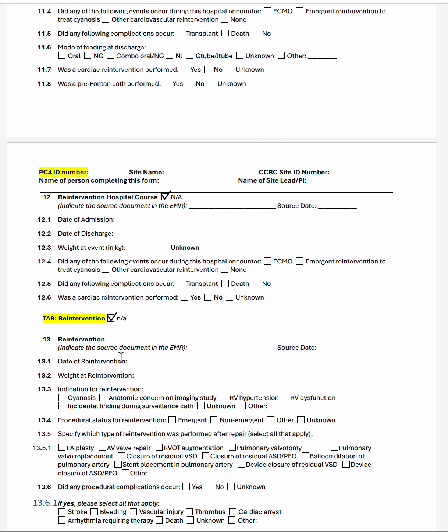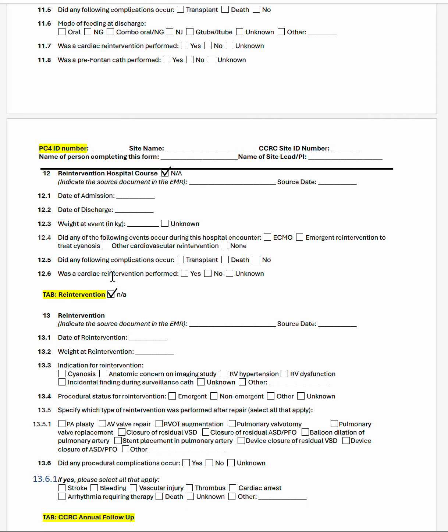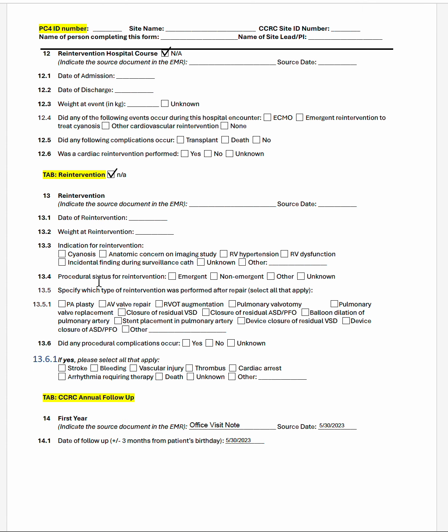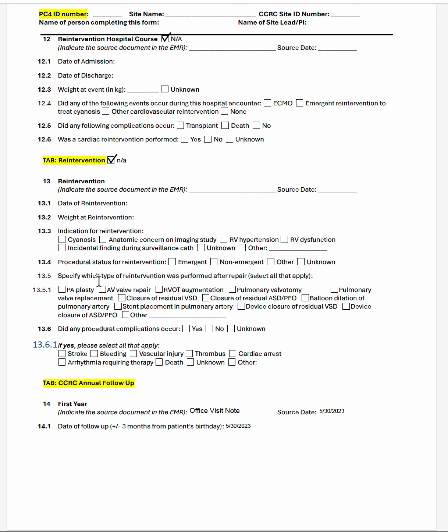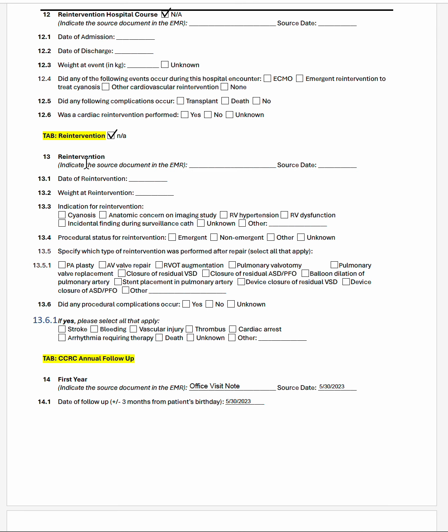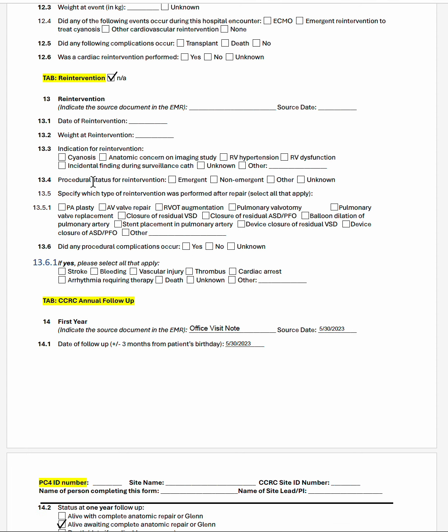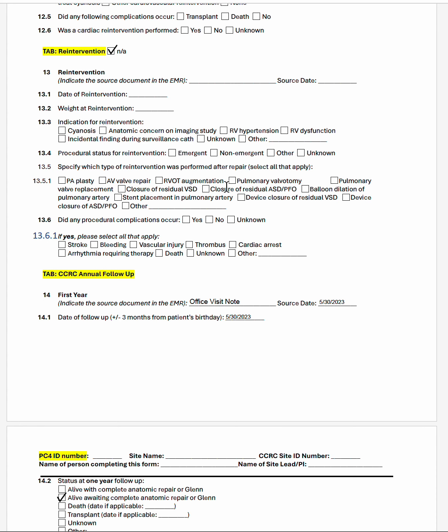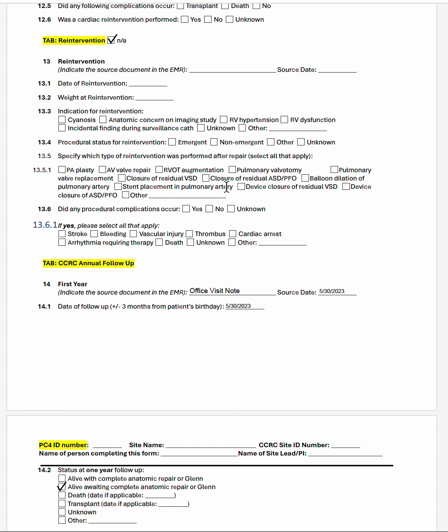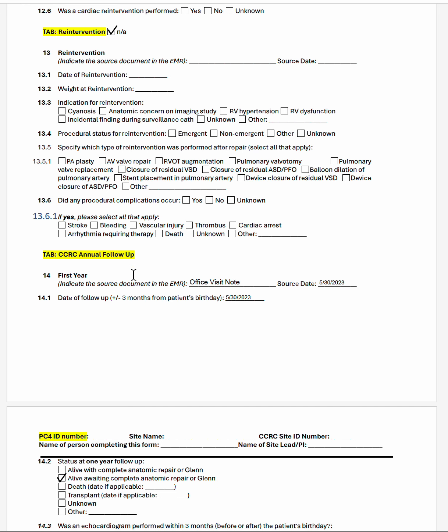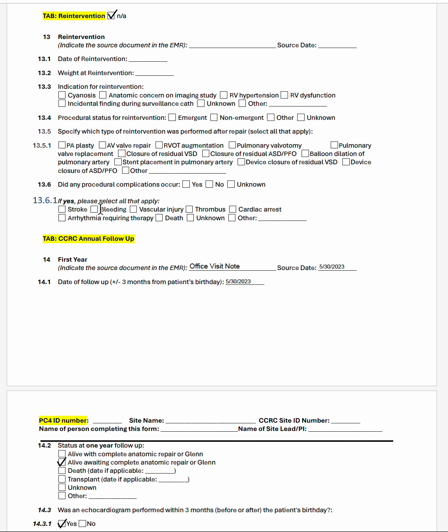If your subject is coming back for a reintervention, we're going to ask that you fill this out. If they had more than one, we're just going to collect the information for the first one. If they had the reintervention, you're going to fill out the date, the weight, the indication, the procedural status, if it's emergent, not emergent, what type of reintervention was performed after the repair, any complications, and if there are, what those were.